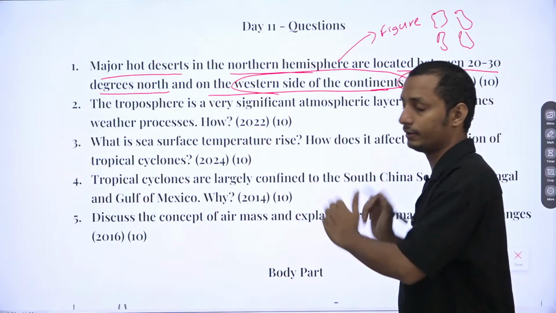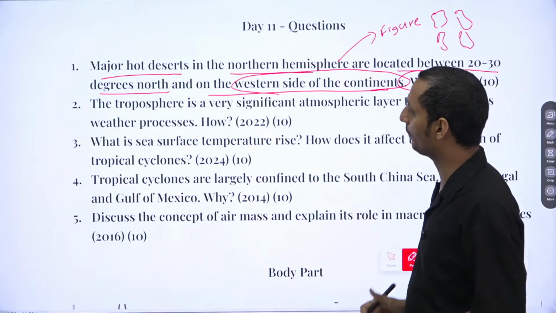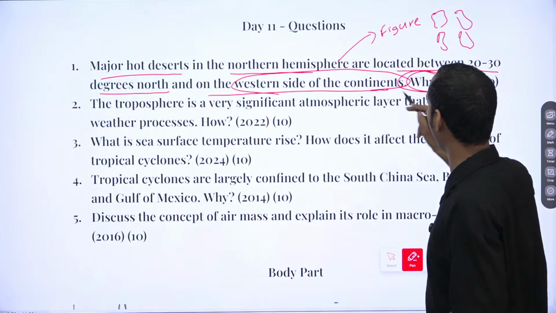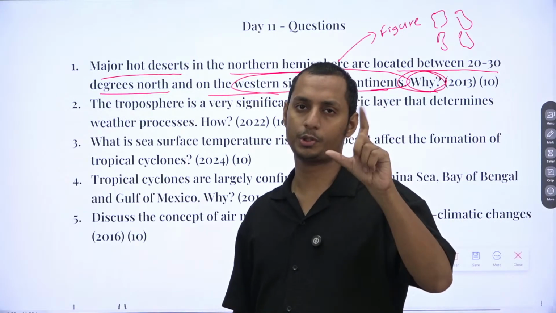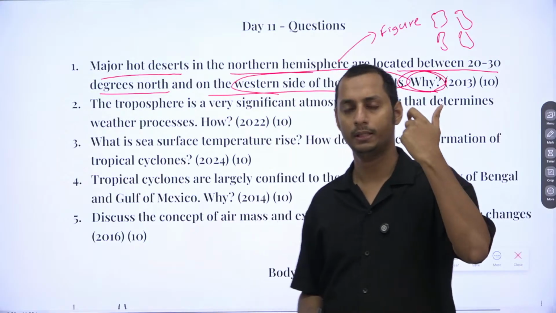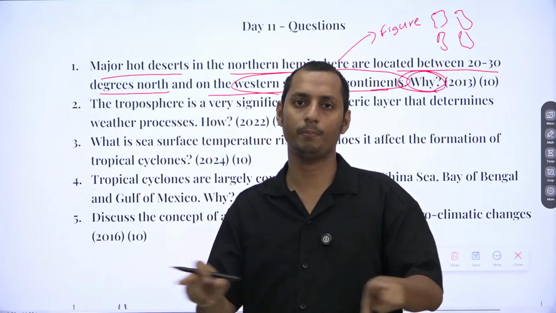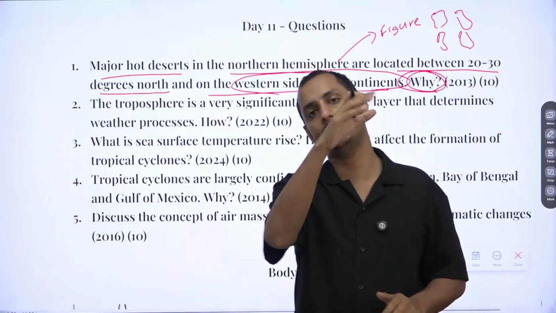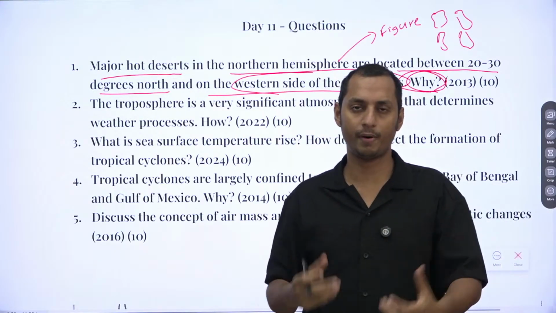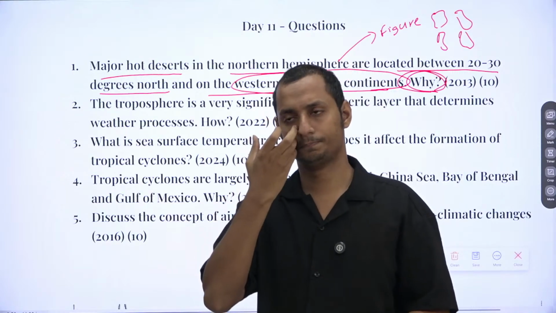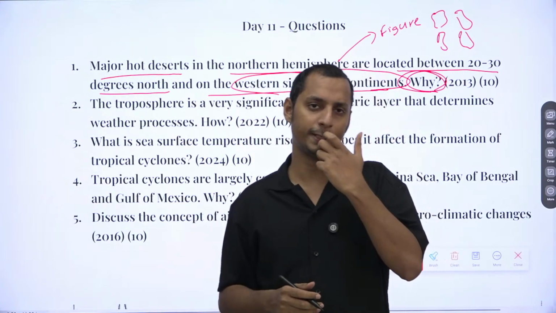And we only have another body part here. And what is the other body part? You have to mention the reasons why they are located in those areas. Okay. So introduction, mention about the deserts. First body part, you should draw the figure of the world map and jot down all the different deserts that are there. Second body part, mention the reasons why. And maybe for the conclusion, you could just provide desertification or something.